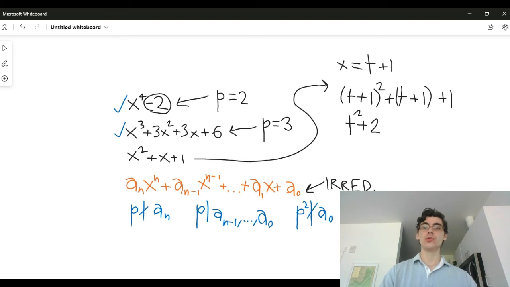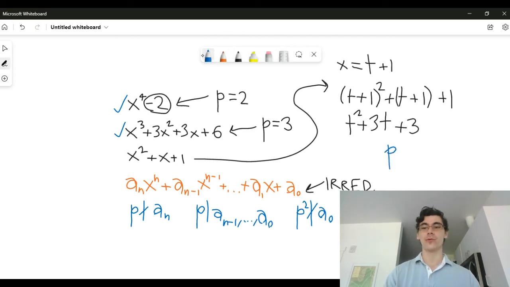And if I expand this out and simplify, I'm going to get t squared plus, what will I have here? I'll have 2t. Well, actually, I'm going to have 2t, and then I'm going to be adding this t over here. So I'm actually going to have 3t. And then I'm going to have plus 1, plus 1, plus 1, like this. And so now, even though I didn't start with a polynomial where I could apply this criterion, I was able to introduce this substitution, which is technically a homomorphism, which is a different story. And now I get this in a form where I can use Eisenstein's criterion with p equal to 3.